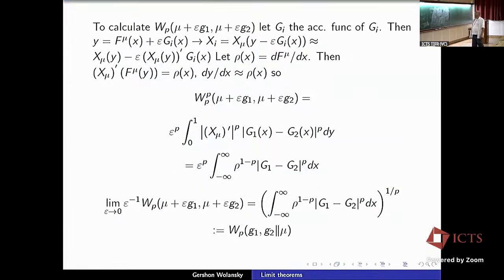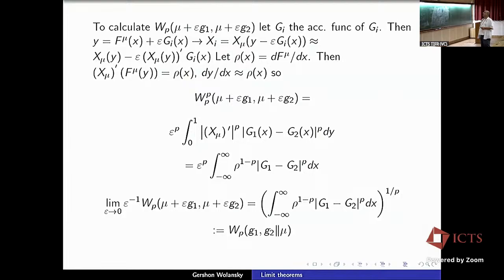Now let me do the following calculation. I want to fix the probability measure mu and perturb it by small measures, epsilon g1 and epsilon g2. Suppose mu and g1, g2 are smooth functions, have smooth densities. So let's make this calculation and see what we get. We want to push this measure to this measure in an optimal way with respect to W_p, p bigger than 1.